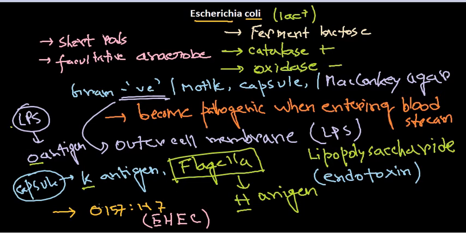Now for this particular strain, as we can see, there are two different types of antigen. One is the O antigen. This is present in the lipopolysaccharide layer of this particular bacteria, and another one is the H antigen, which is the H number 7. So this antigen is present in the flagella. So depending upon the presence of this antigen, we term this O157H7. So this is a potential pathogen for human beings.